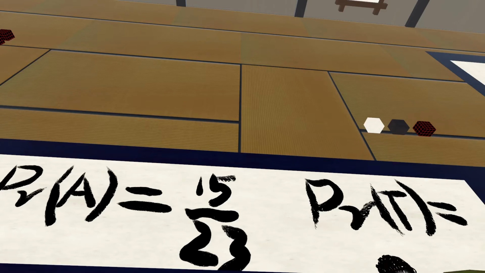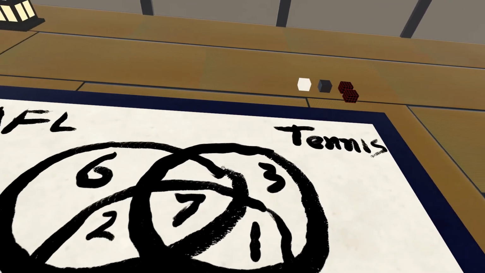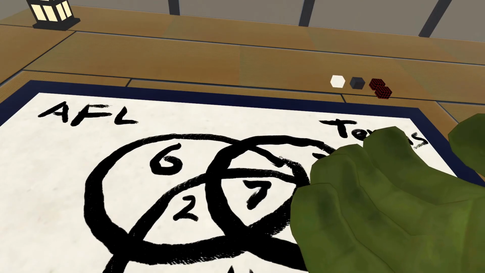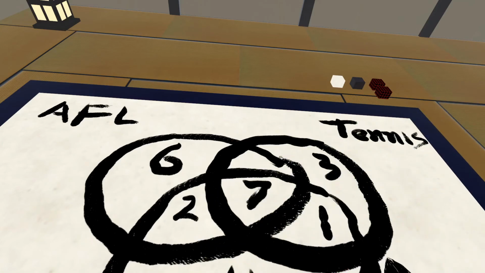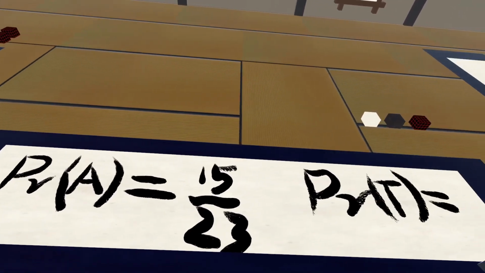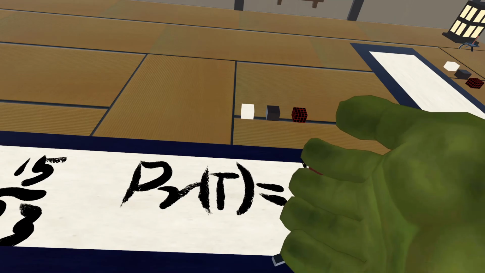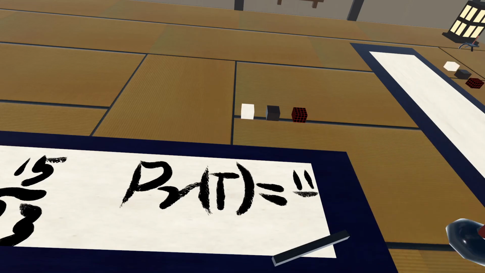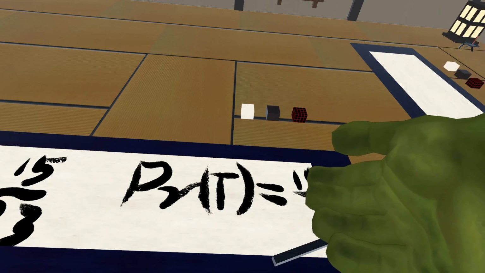So what's the probability of someone picking tennis? Well, let's pop back over and have a look at our Venn diagram. So in our tennis circle, there is 3, a 7, and a 1. So all up in our tennis circle, there is 11. Let's go fill that in. So 11 out of 23, just like before.